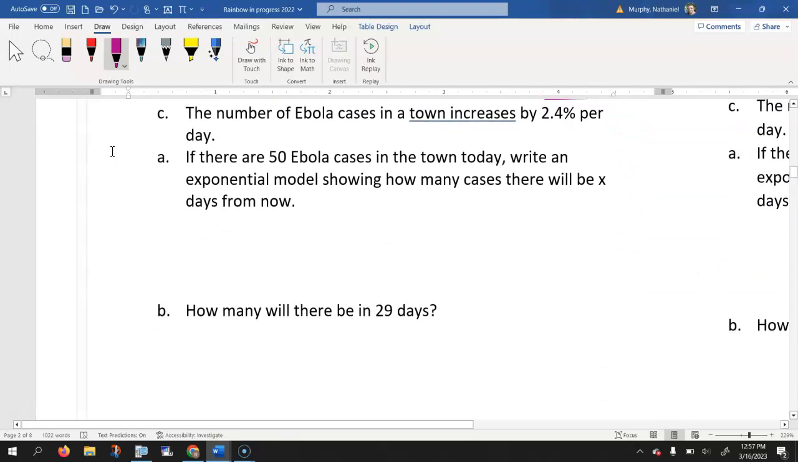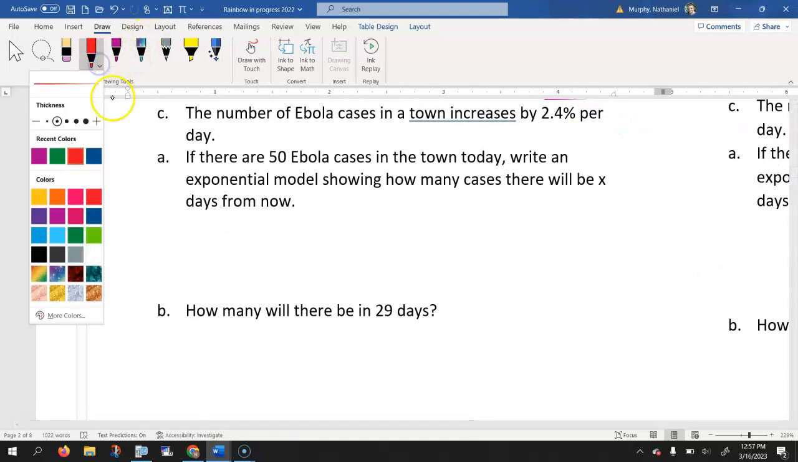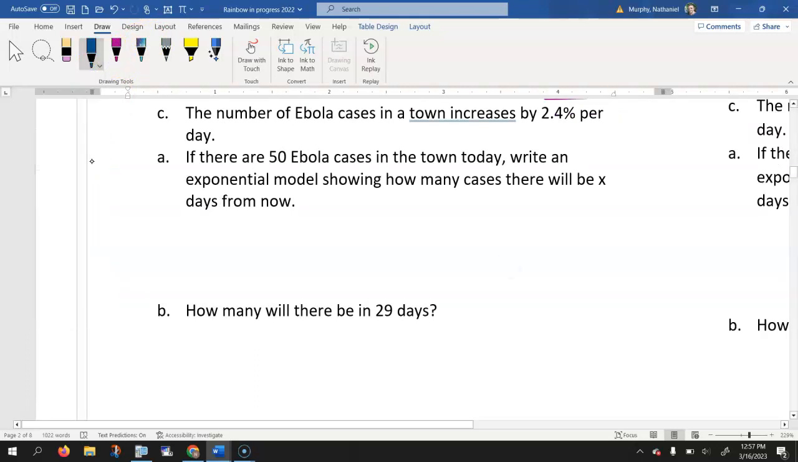All right, let's look at this one. It says the number of Ebola cases in a town increases by 2.4% each day. So 2.4% as a decimal is 0.024, because you move the decimal to the left 2 places. Don't just put it in front, move it to the left 2, and it's increasing. So we're going to add that to 1. So our b value, what we're finding, is 1.024.